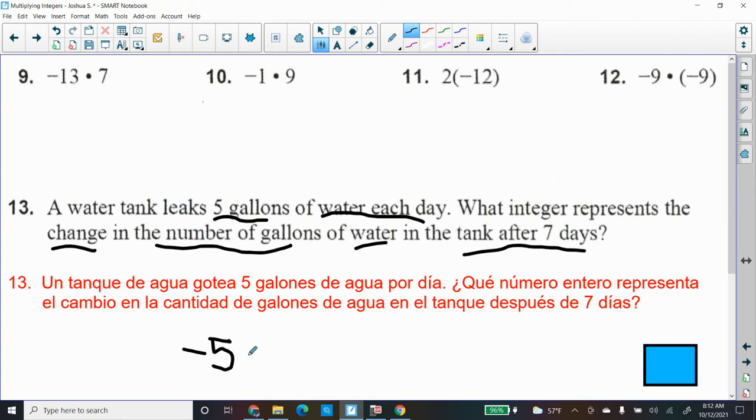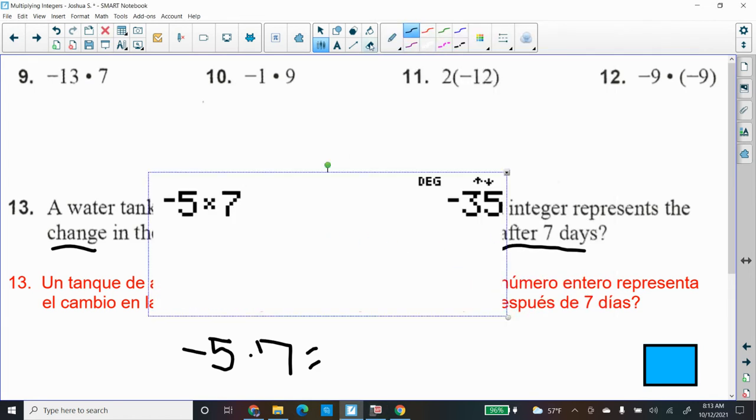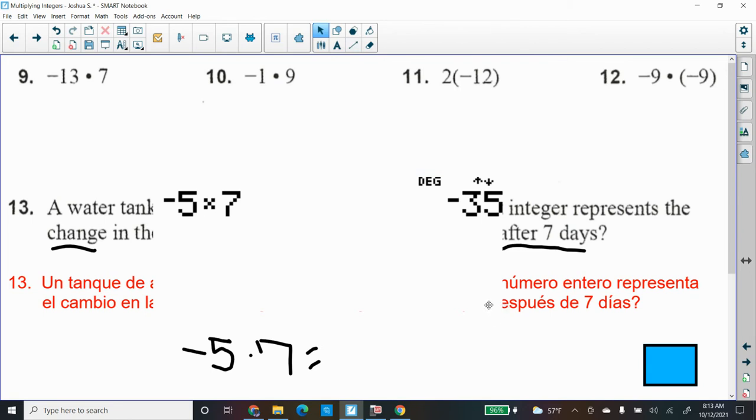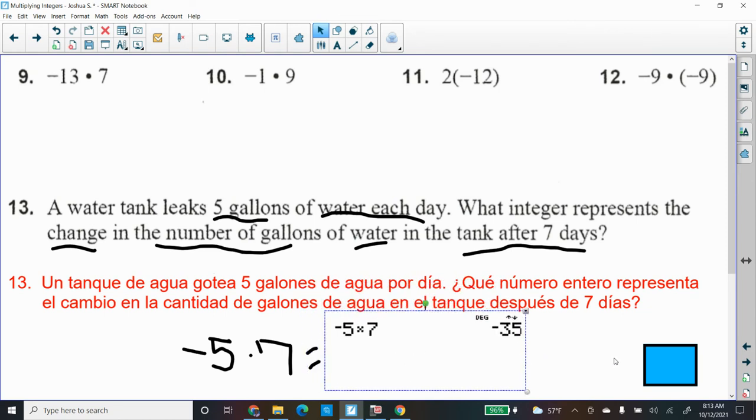And then after 7 days, well, let me multiply this by 7, because one day it minuses 5 gallons. The next day it minuses 5. So I'm just going to say, hey, why don't I just multiply this by -5? Let me get my calculator. So -5, let me clear this first. So the -5 for the amount of leakage times each of the 7 days. That'll give me my answer of -35. So my answer is -35. That would be the representation of how we would represent this leakage as an integer.